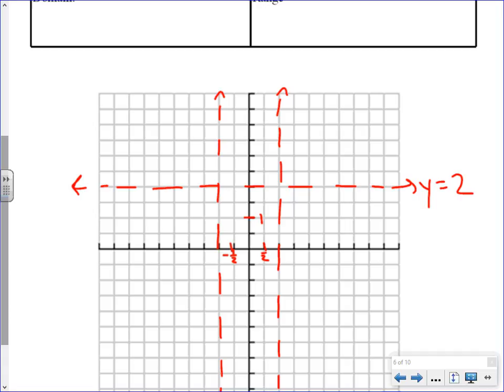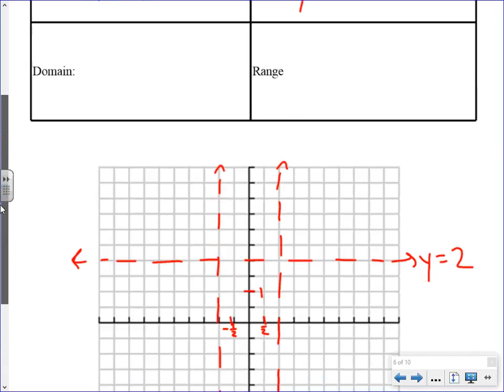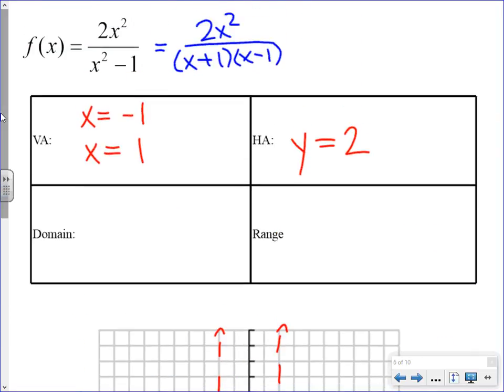At this point, we know what our domain is, okay? We don't have to look at the graph to figure out our domain. Our domain. Go ahead and write down what you think the domain is and compare it to your neighbor. Nope, interval notation.